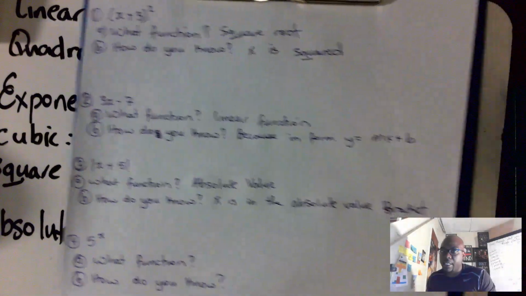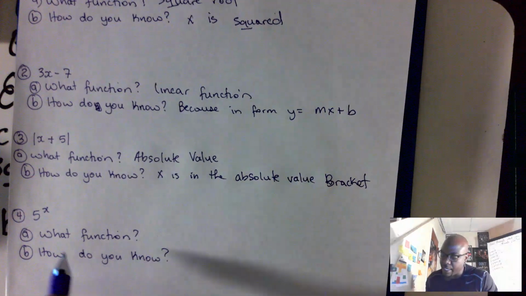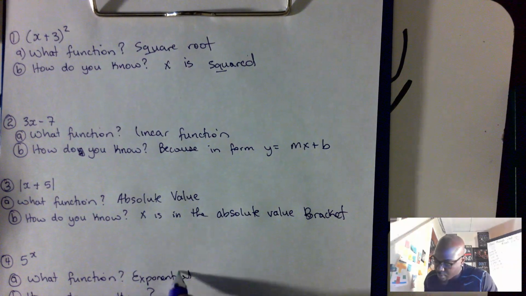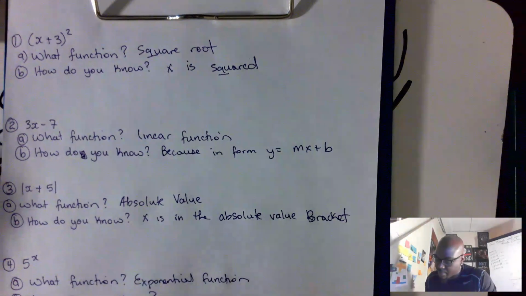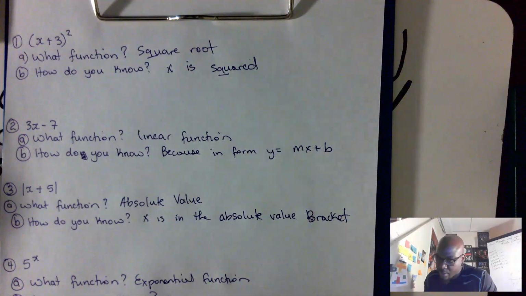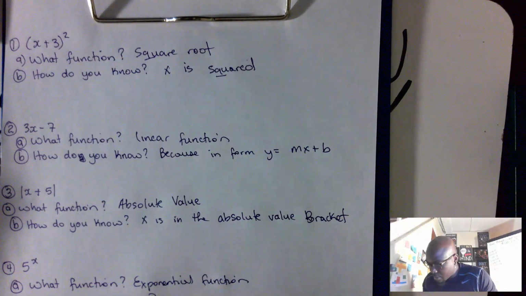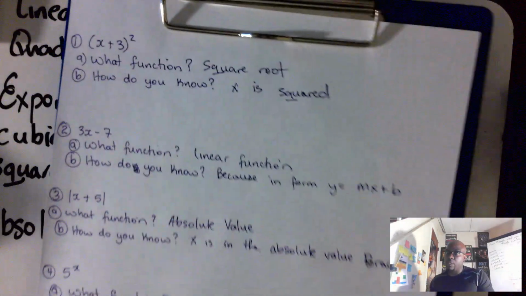All right, and the last one, it says what type of function is this? And I know this is an exponential function. Exponential function. And why? Because x is the exponent. Because x is an exponent. All right, so that's how we know this.